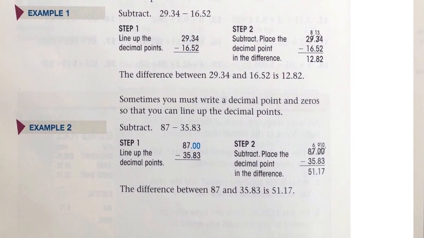For example, subtract 29 and 34 hundredths, take away 16 and 52 hundredths. Step 1 is to line up the decimal points. Step 2 is to subtract. Place the decimal point in the difference. The difference is the answer to a subtraction problem. The difference between 29 and 34 hundredths and 16 and 52 hundredths is 12 and 82 hundredths.